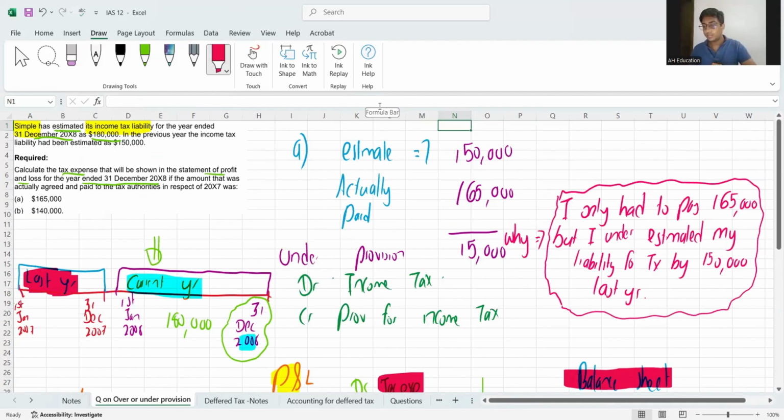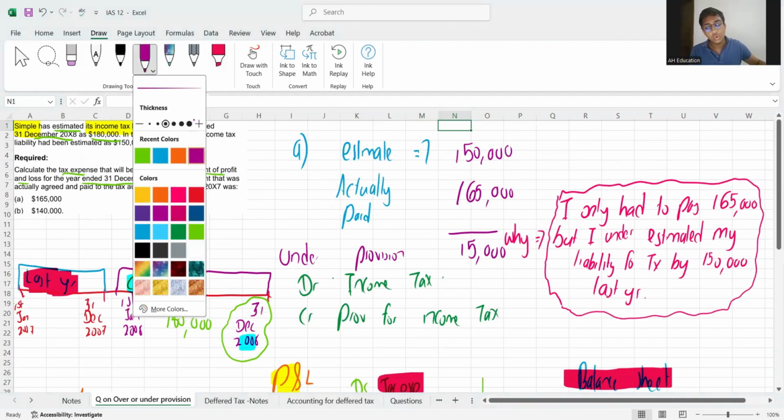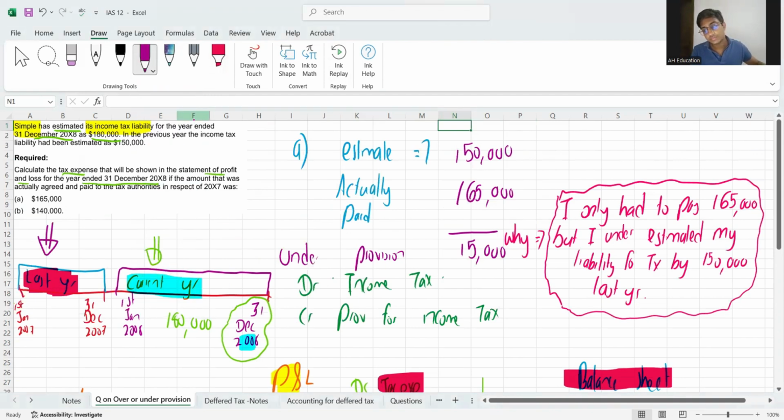Let me give you all a tip. If any time your examiner wants you to find over provision or under provision, always go and look at your previous year. Now I'm going to read. In the previous year, that is 31st December 2007, your income tax liability had been already estimated in your previous year at 150,000.